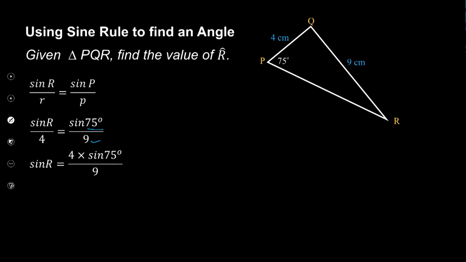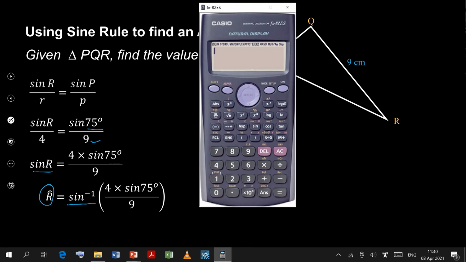Now, we have to remember something. At the moment, we're looking for an angle. And what's different about looking for an angle versus looking for a side? We need to use the second function or the shift key on our calculator. So, because we're finding angle R, we're going to use the second function sine on our calculator with this fraction in. Let's go to our calculator and see what we have to put in. Okay, so we're going to say shift sine, and in the numerator we've got 4 times sine 75. In the denominator we have a 9.